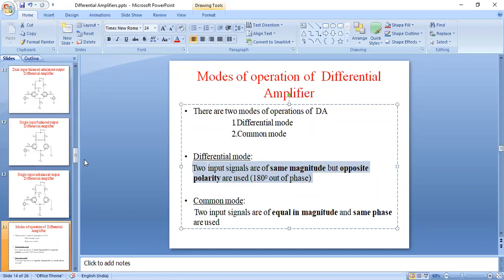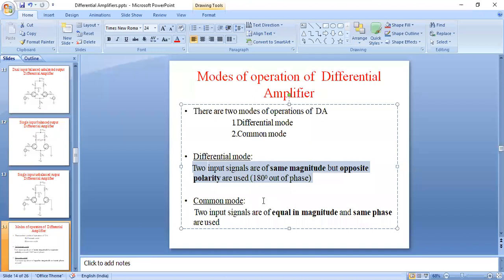Suppose I apply Vs1 and Vs2, both plus 10 volts only, or both minus 10 volts only. That means equal in amplitude, equal in magnitude as well as phase. Same phase, that means no negative sign, no difference of sign. So Vs1 equals Vs2. Already discussed in the last classes.